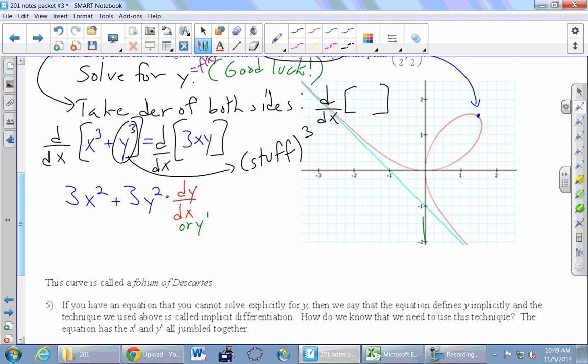And so really the only thing that's new with this technique is that you take your derivatives of x as normal, and anytime you take a derivative of something with a y in it, you treat it like a normal derivative, but then you multiply by the derivative of y. You always tack on that dy dx because in our mind, y has x's inside of it. So let's see if we can play that game on the right-hand side now.